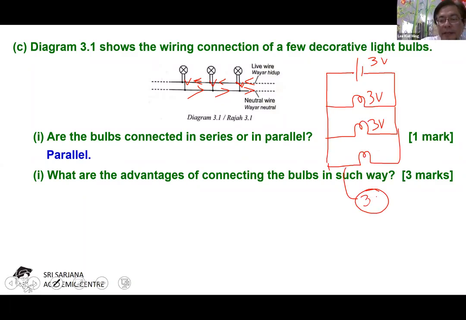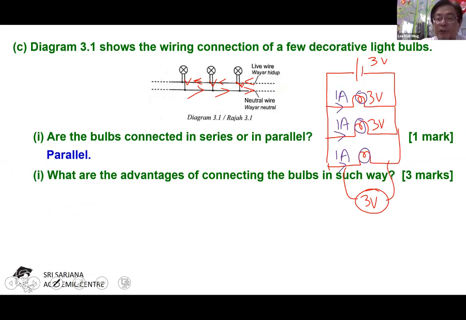And not only is the voltage across each bulb the same, the current is also the same. Let's say the current that flows through the first bulb is 1 ampere. The current that flows through the second bulb is also 1 ampere because they are the same bulb, meaning the same resistance. Clear? So the current through every bulb is the same value, which ensures that all the bulbs light up with the same brightness.